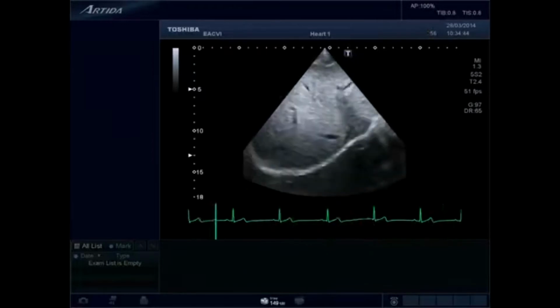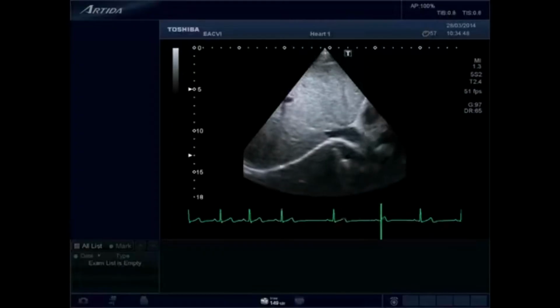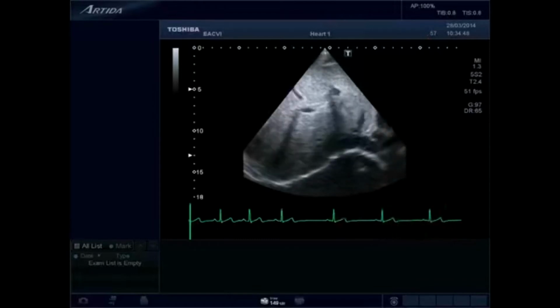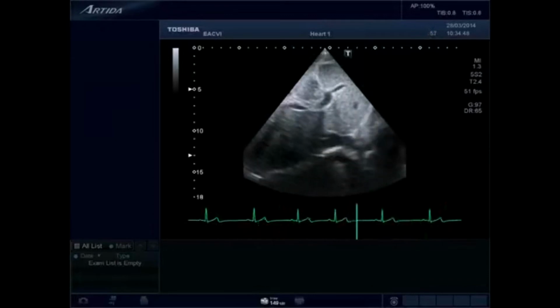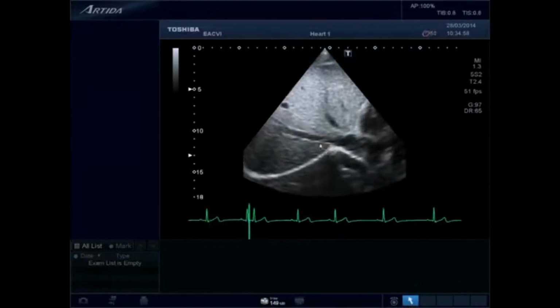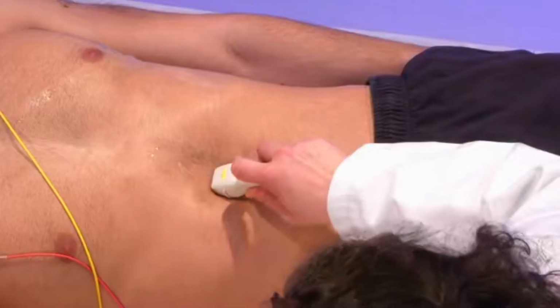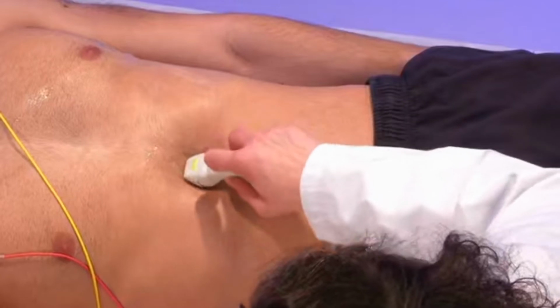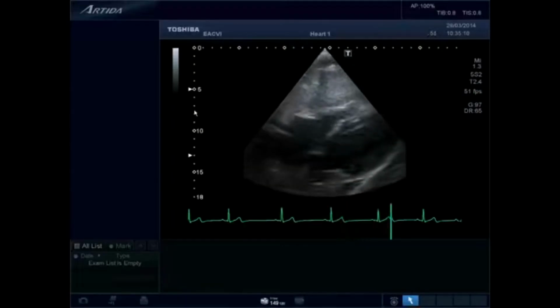So here, breathe normally for the moment. Here I will obtain the vena cava that you can see here. Next I will move to a 4-chamber view, a subcostal 4-chamber view. So breathe and stop a bit.